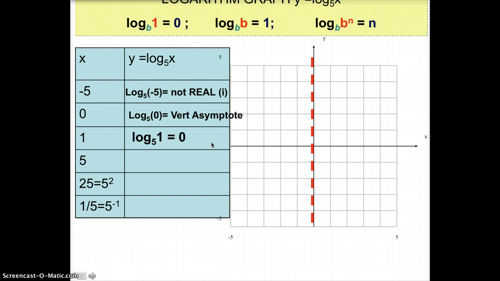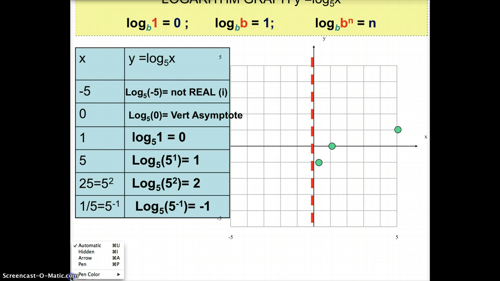Again, log base 5 of 1 is 0. There's that spot on the graph. Log base 5 of 5 is 1. There's that dot on the graph. 25 is log base 5 of 5 squared, which is 2. Of course, that's way out there. I didn't even get that on the graph. 1/5 is the last one, which is 5 to the negative 1. And according to our third log rule there, the answer is negative 1.